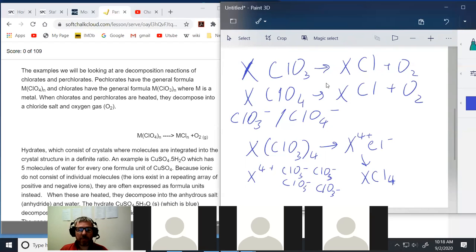But what I'm saying is we know what the charge on X is because we know what the charge on chlorate is. Same with perchlorate. It's always going to be -1. So the charge will always match however many you have of the chlorates or perchlorates.